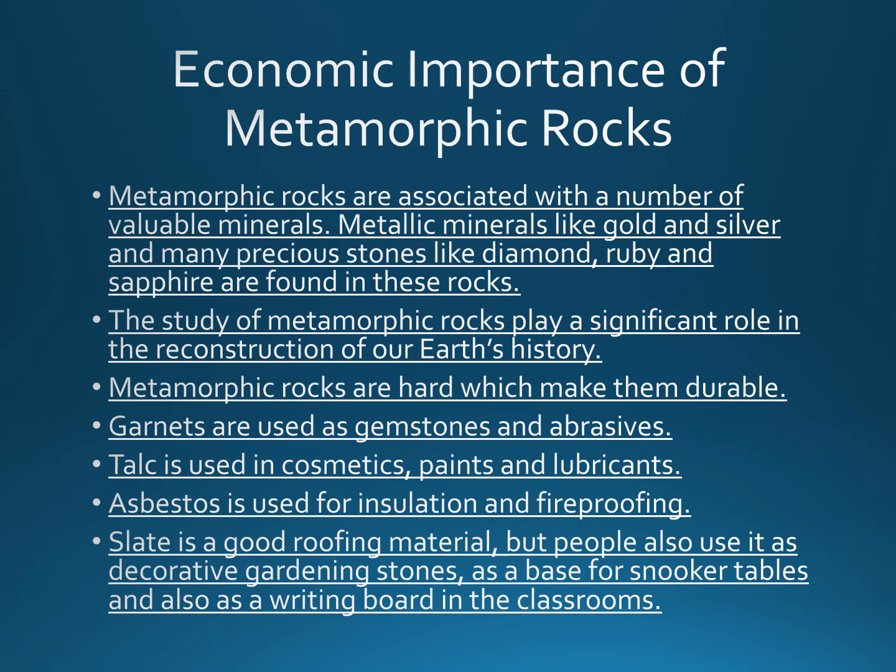Garnets are used as gemstones and abrasive. Talc is used in cosmetics, paints, and lubricants. Asbestos is used for insulation and fireproofing. Slate is a good roofing material, but people also use it as decorative gardening stones, as a base for snooker tables, and also as a writing board in the classrooms.